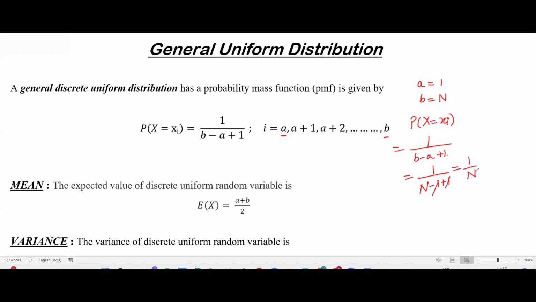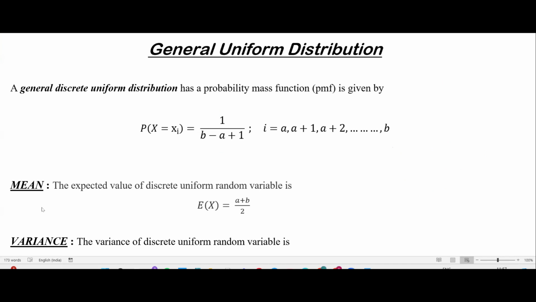So in the uniform distribution, you need to consider the question: if they are giving you an interval, like maybe 0 to 10 or 3 to 5, then you will be considering the general discrete uniform distribution formula, that is this particular probability mass function. And if they are giving you the interval like from 1 to 10, 1 to 100, then you just need to use this particular formula where your capital N is varying.